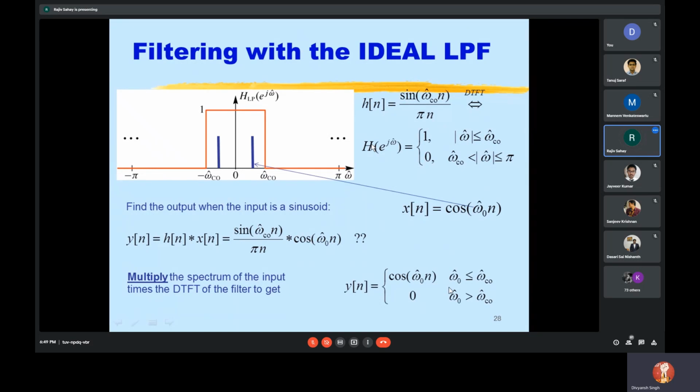This is the output. Why? Your signal is preserved because the spectrum is lying inside the passband. If the spectrum were lying outside the passband, then it would get destroyed. It will not come out at the output. That output will be zero.